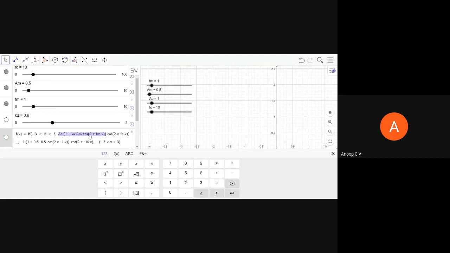Why? Because I can't have any other non-deterministic signal. I can't simulate it. I can do it, of course, but I'll have to populate the samples and upload them as a CSV file and then plot. I can do that, but instead of that, I'm considering our message signal to be a sinusoid. I hope it is fine. So AC into 1 plus Ka into M of T times cos 2 pi FCT. Instead of T, I have given here X.